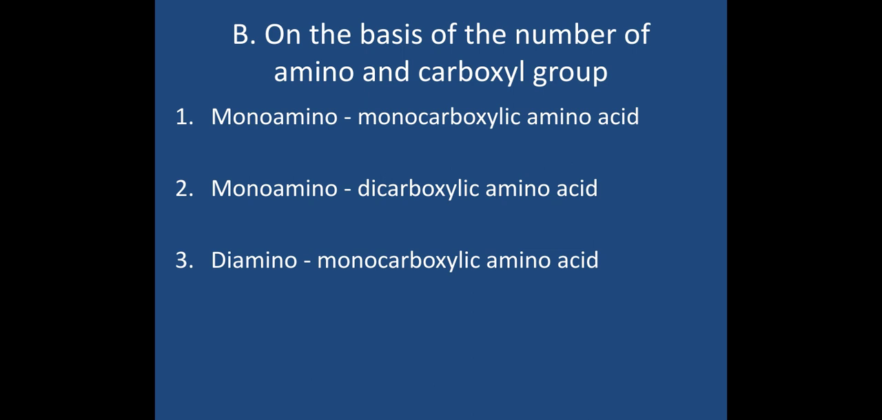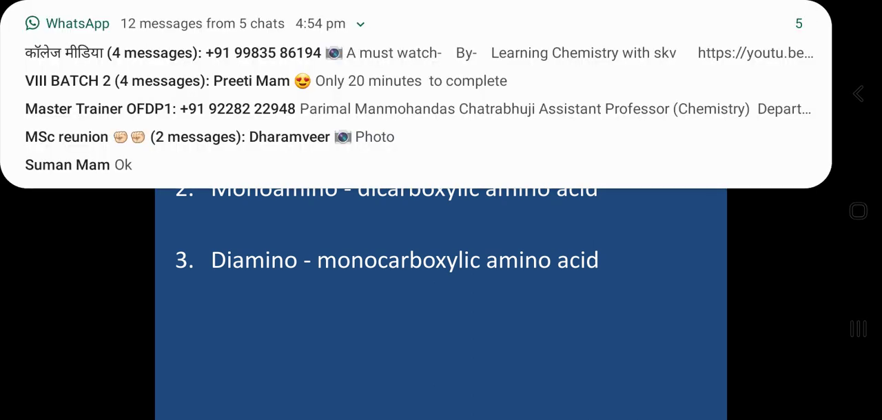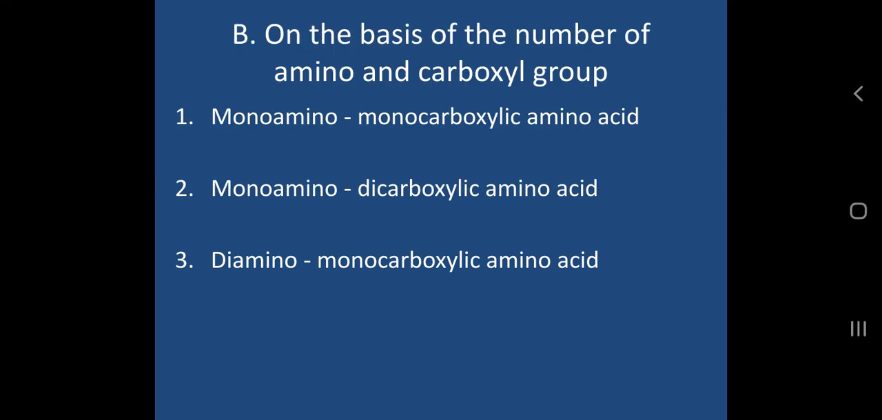Monoamino monocarboxylic amino acid means the amino acid containing a single amino group and a single carboxyl group. Second, monoamino dicarboxylic amino acid means the amino acid contains a single amino group but two carboxyl groups. Third, diamino monocarboxylic amino acid means the amino acid containing two amino groups and a single carboxyl group.